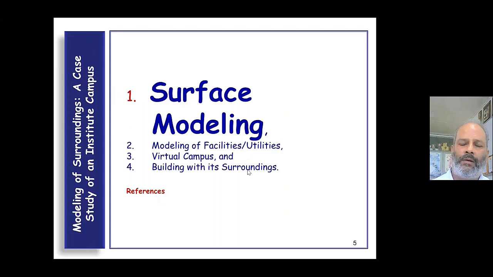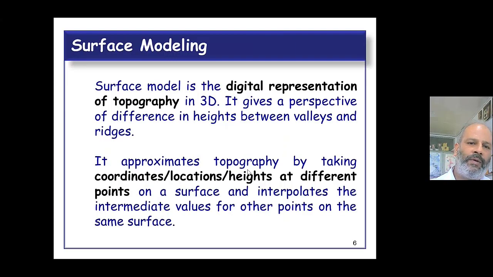So first we'll start with surface modeling. Surface modeling means development of the surface digitally, or a digital representation of topography. If we have the surface model, we can easily identify where the valleys are, where the hills or ridges are. Generally, we take coordinates of some points on the surface, and the rest of the points are interpolated, and the points which we take are used to develop the virtual surface.